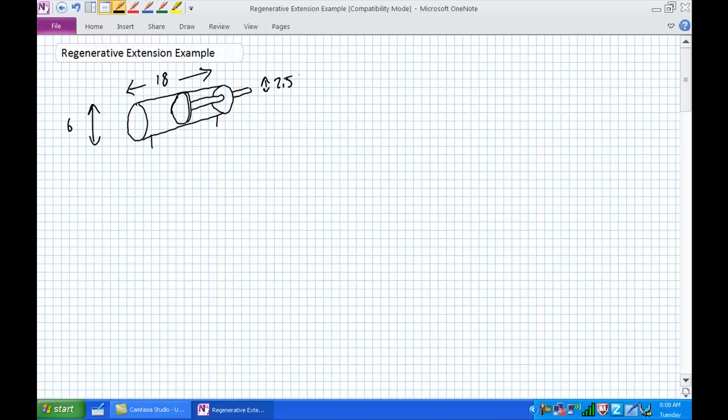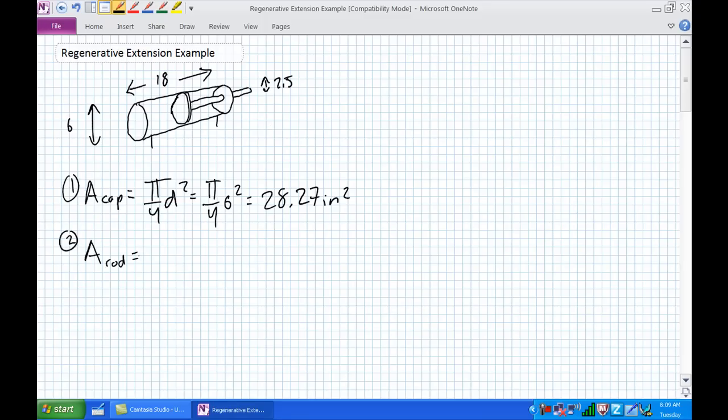Okay, so let's go ahead and take this thing apart piece by piece. First thing to do is I would figure out the area of the cap. Area of a circle is pi over 4 d squared. In this particular case, it's 6 inches. So pi over 4, 6 squared is going to give us a value of 28.27 inches squared. Since we're right there, let's figure out the area of the rod end. But what's in the way is the rod. So let's figure out the area of the rod.